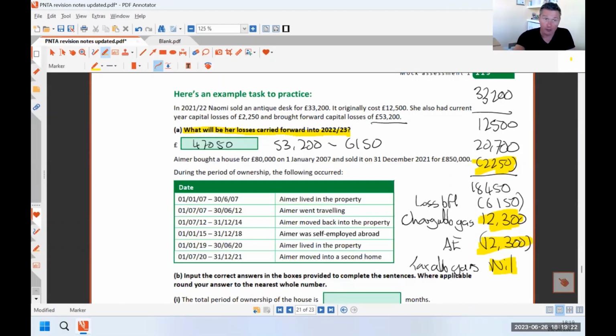Right, any questions? I'm going to scribble this because we're going to move on to PPR, which, who likes PPR? No, I don't like PPR either. I hate PPR, really, really do.